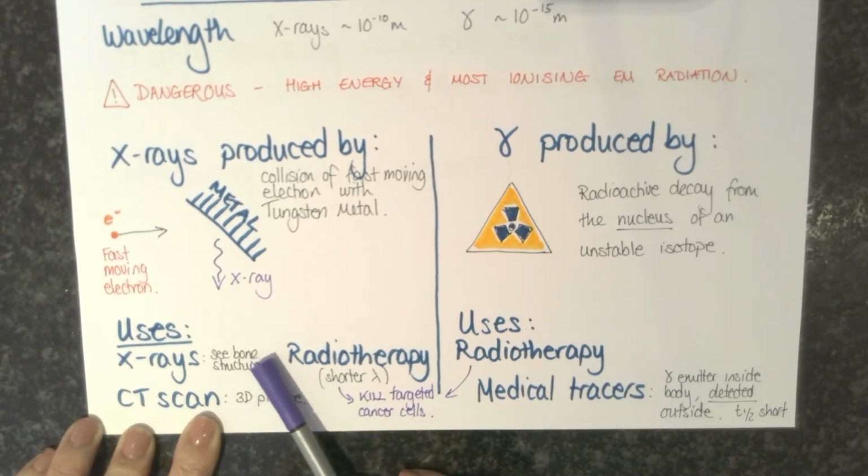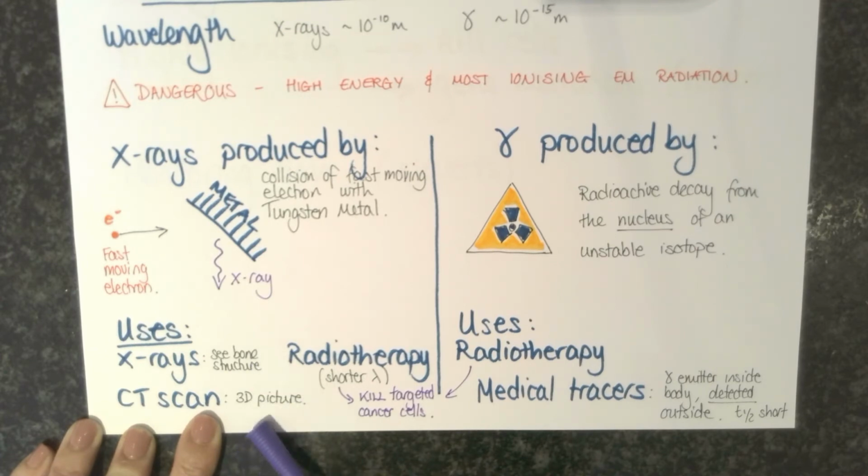Now, in a question, it often asks you to give a use of X-rays. You cannot just write X-rays. You need to be more specific than that. So you would need to say to see bone structure, or, as long as the use wasn't medical, you could say that it was used to identify sharp objects or explosive devices in suitcases in airports.